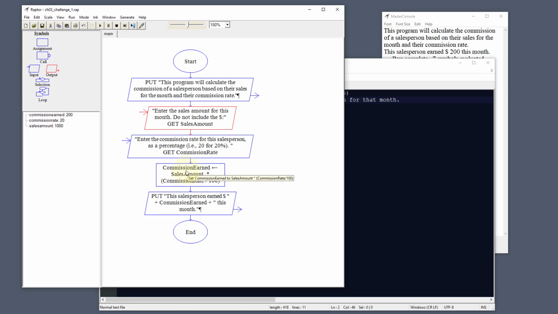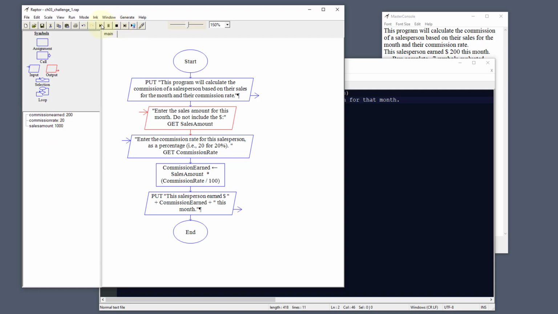This assignment is going to set commission earned based on the sales amount that came in from the user, and the commission rate divided by 100, which will give us the decimal. So it's going to take the commission rate divided by 100 times the sales amount, and that will set the commission earned. Then we're going to output that to the user so that the user sees what it is. It's going to say this salesperson earned dollar amount plus commission earned plus this month. So it's going to go and find the commission earned. And in my example that I've already run here, you'll see that they earned 200.